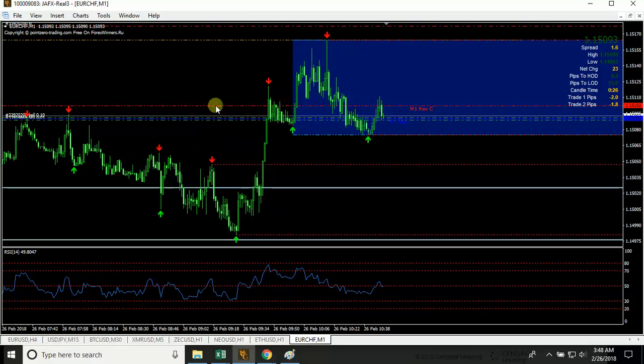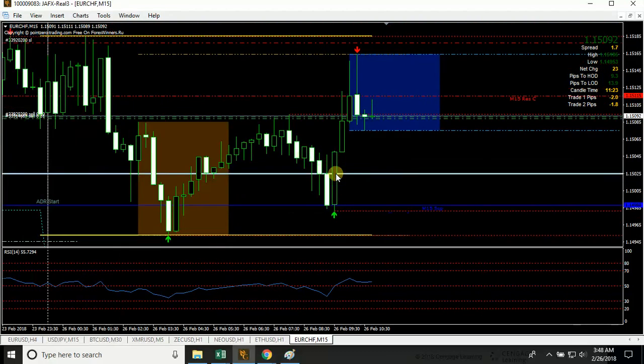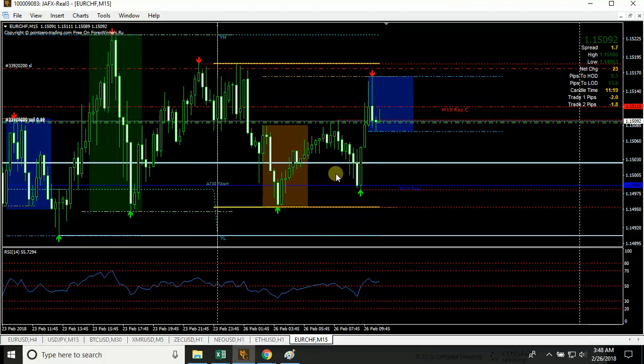Now this is the Euro CHF. Here's the 15-minute chart. And looking at this 15-minute chart, can you guys see why I took my entry? Just tell me yes or no. I posted this trade in the group too, but let me know if you guys can see why I took this trade.